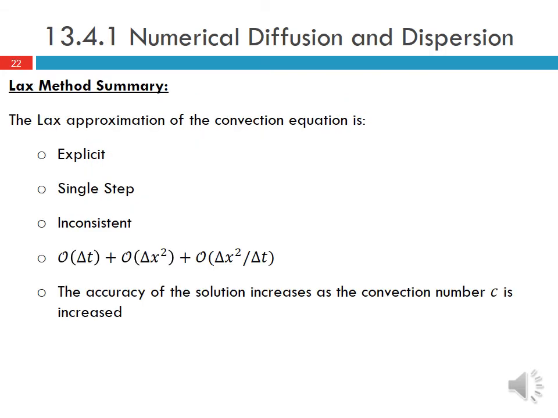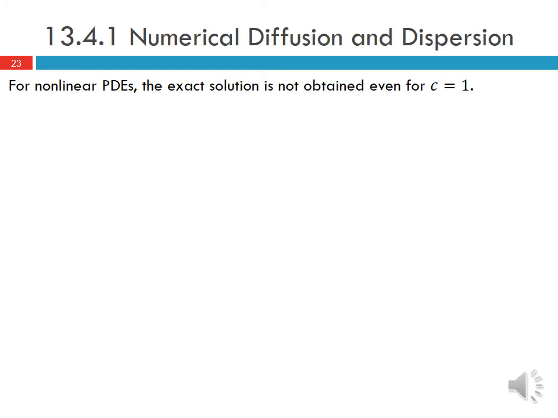Just to summarize the Lax method, we determined that the Lax approximation of the convection equation is explicit. It is a single-step method. It's inconsistent with the PDE. It is of order delta t in time, and order delta x squared plus order delta x squared over delta t in space. The accuracy of the solution increases as the convection number c is increased. For nonlinear PDEs, the exact solution is not obtained even for c equals 1.